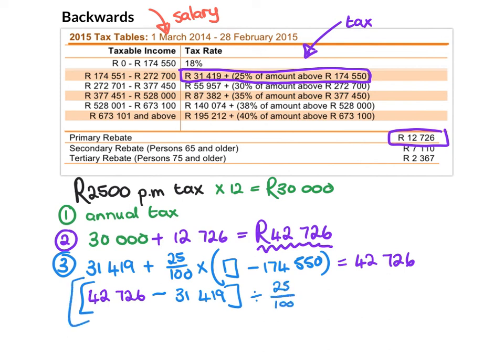And once I have that, I'm going to add 174,550. So as you can see, when it was plus, I minused, when it was times, I divide, and when it was minus, I was plussing. I'm just doing everything in reverse, and if I do that, I get 219,778 Rand per annum. So sometimes they might ask you what the monthly salary is, or if they just ask you what the annual salary is, this will be your answer.